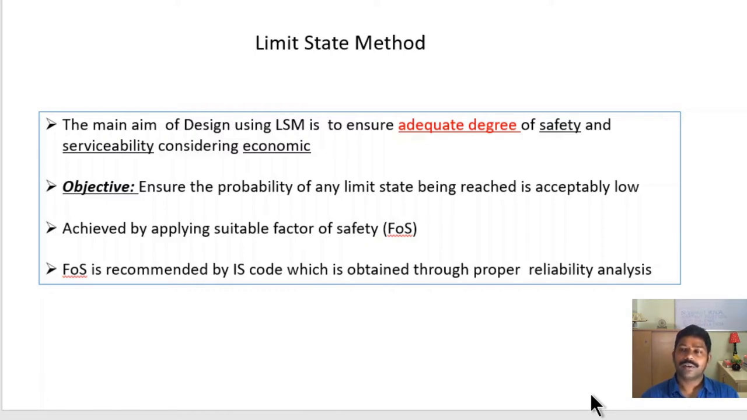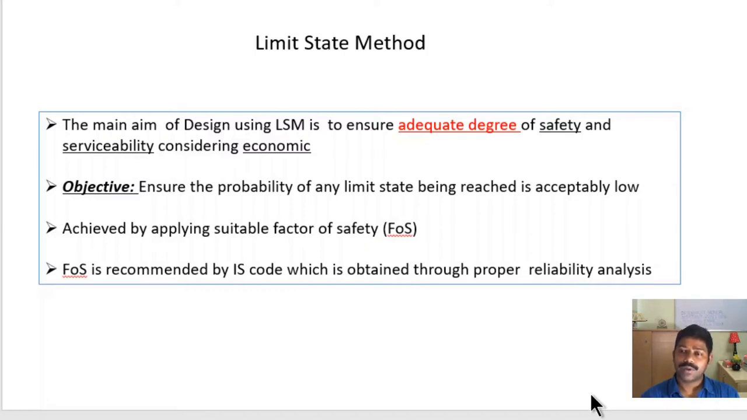So here we have learned that we can use the limit state method, because it considers both safety and serviceability criteria for design purposes, and at the same time it is also economical. Whatever was not economical in the working state method, we are overcoming. Whatever demerits were there in the working state method and the ultimate load method, we overcome both by using the limit state method.